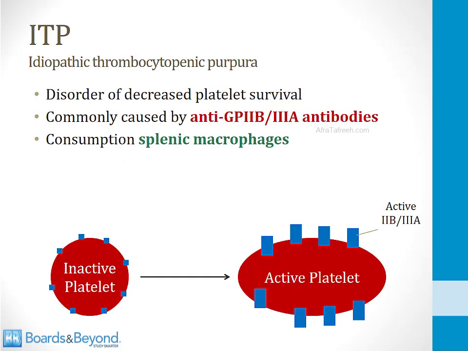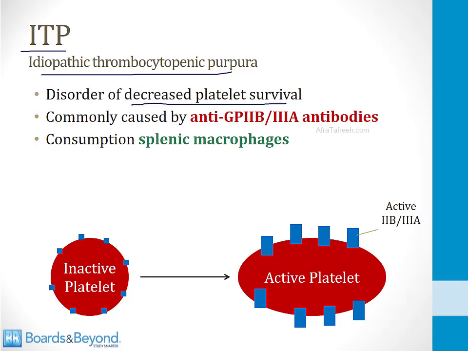Now I'm going to move away from inherited platelet disorders and talk about acquired platelet disorders, and we'll start by talking about ITP, which is idiopathic thrombocytopenic purpura. This is a disorder of decreased platelet survival where for one reason or another platelets do not live as long as normal, and that leads to an overall decrease in the supply of platelets in the bloodstream.